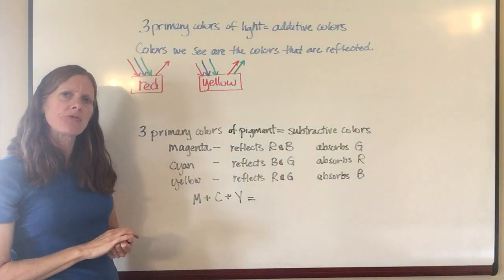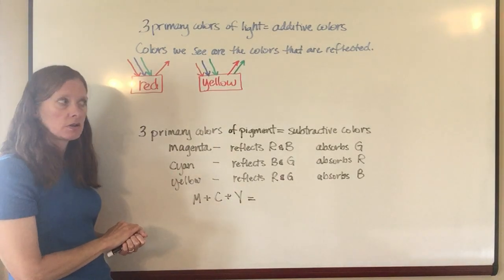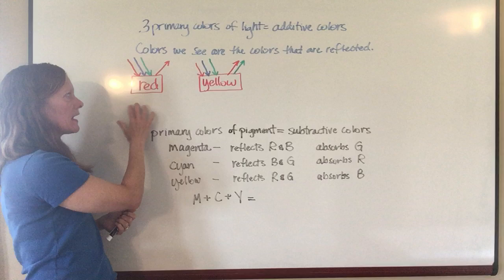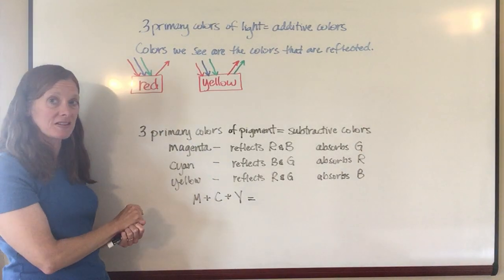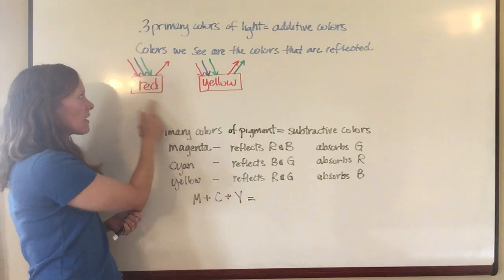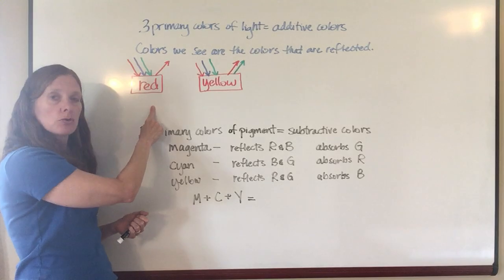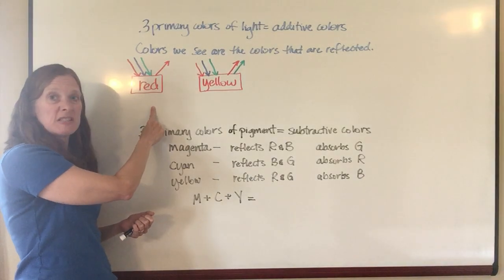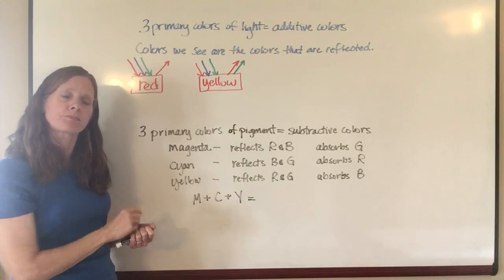What would happen if I shone a blue light on a red object? Well, if I shine a blue light on a red object, remember the only color that this is capable of reflecting is red. It's not capable of reflecting blue. So if I shine a blue light on a red object, I won't be able to see it at all. It's going to look like it's black if you're in a dark room when you're doing this.